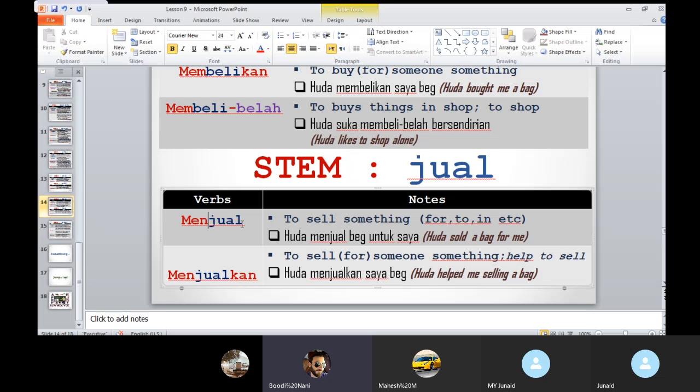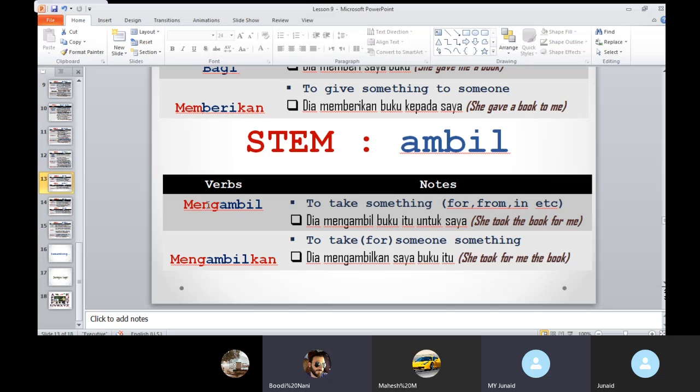If I want to ask someone, how much did you sell your car for? Berapa awak jual kereta awak? Berapa awak nak jual? Oh, no, he already sold. He already sold. Berapa awak jual kereta awak? How much did you sell your car for? Okay.